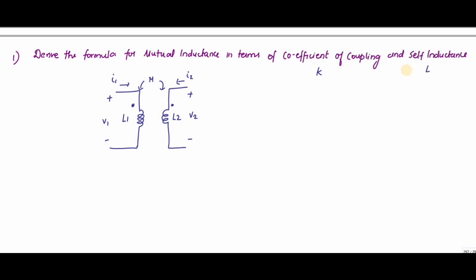You can consider this as a circuit. It is a coupled circuit, and M represents mutual inductance. I1 and I2 represent the currents flowing through the coils. L1 is the self-inductance of the first coil, L2 is the self-inductance of the second coil, and V1 and V2 are the voltages.